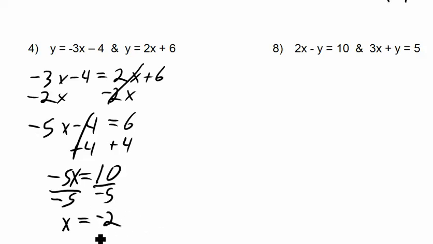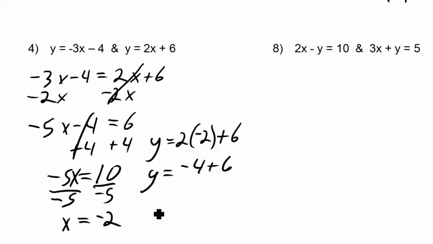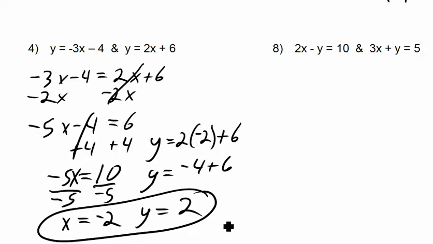Now we're not done. We have to take that and put it in one of these equations. So y equals 2 times whatever x is, plus 6. Y is equal to negative 4 plus 6. Y is equal to 2. So there's our answer. It's going to cross, if we draw those two lines, at negative 2, 2.